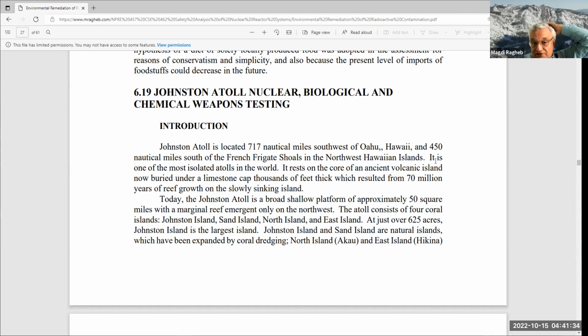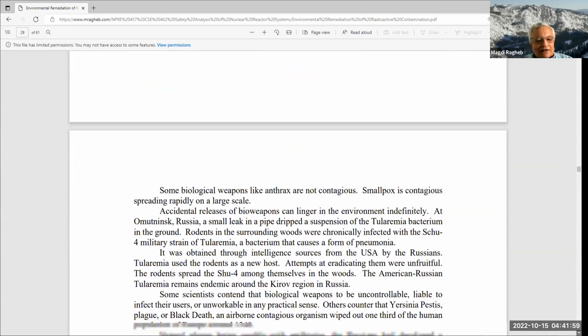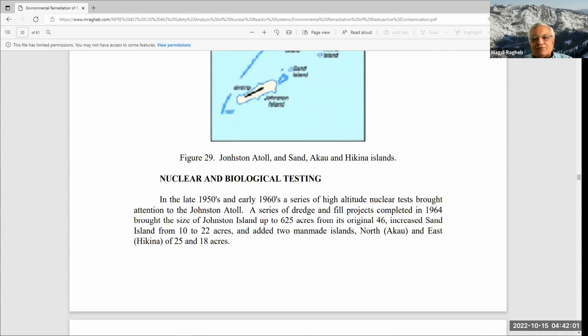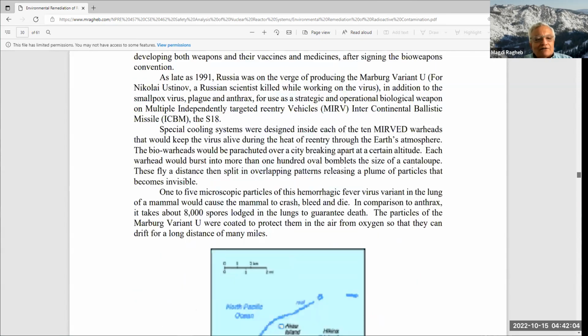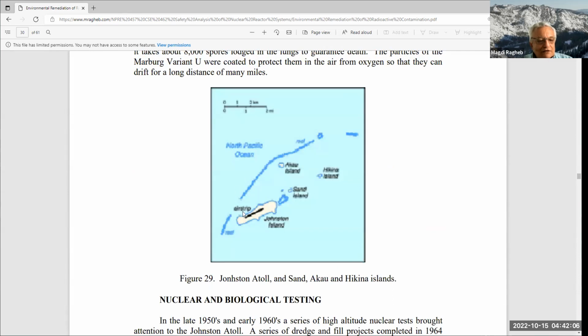Some other aspect of the testing in the Pacific is an island that's called the Johnston Atoll. In that case, they tested there not just nuclear devices, but they also tested biological weapons and chemical weapons, all the panoply of weapons of mass destruction, chemical, nuclear, and biological in that case. And I'll show you a picture of the island, and then you can read more material about it. It is part of the Johnston Atoll, as it's called.